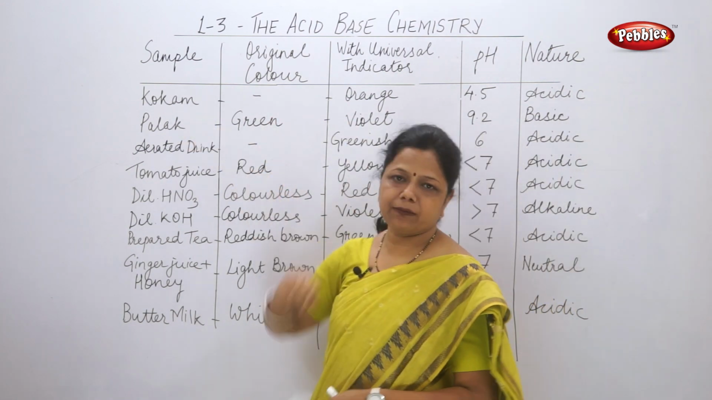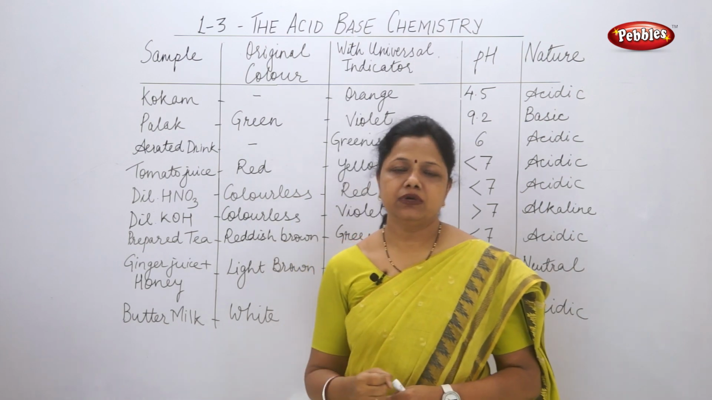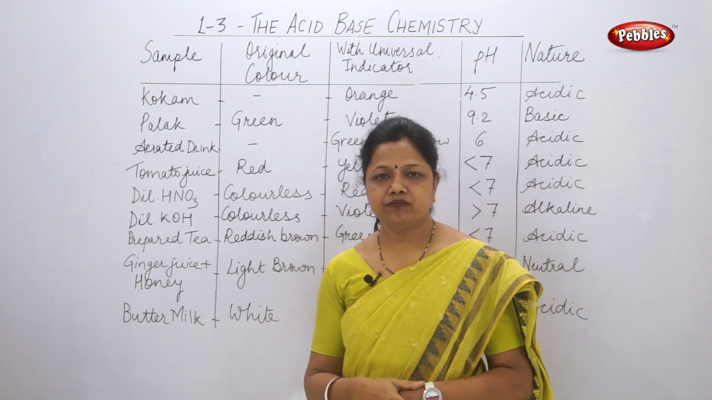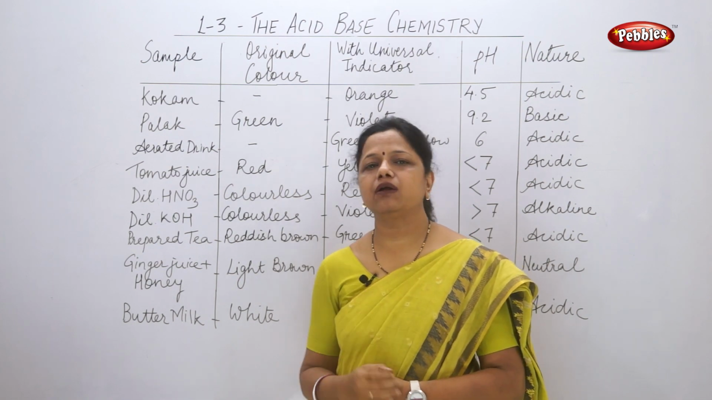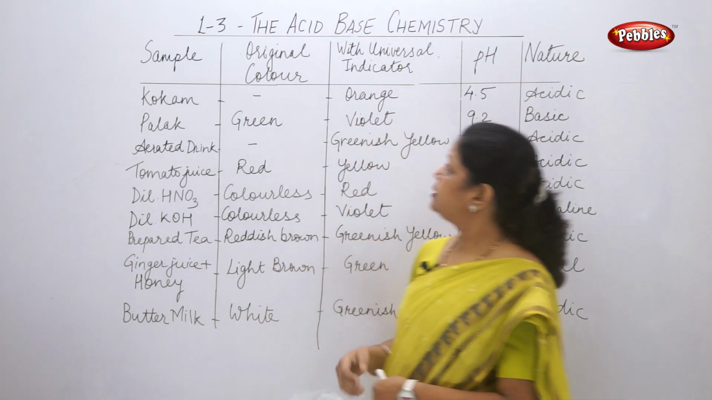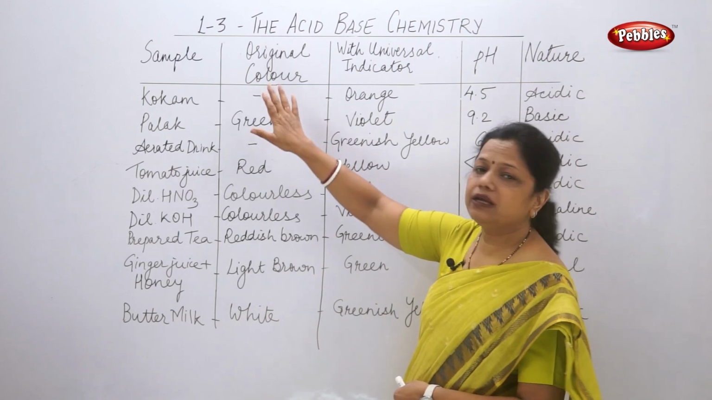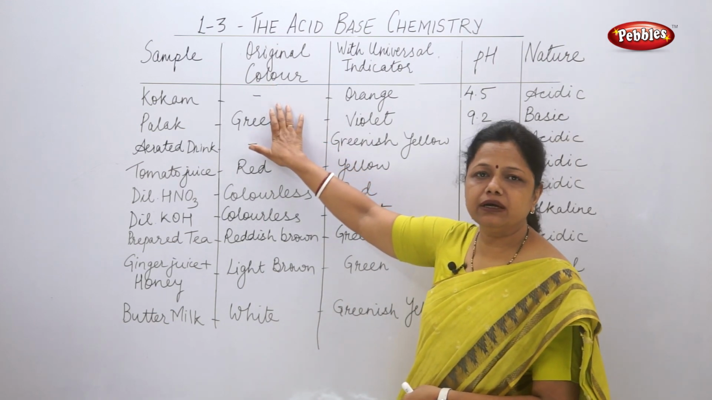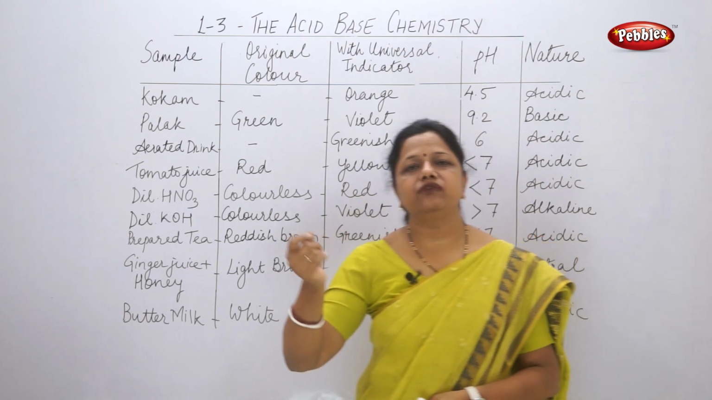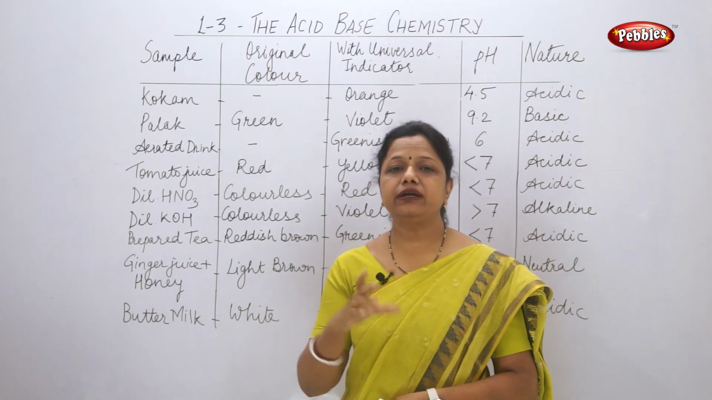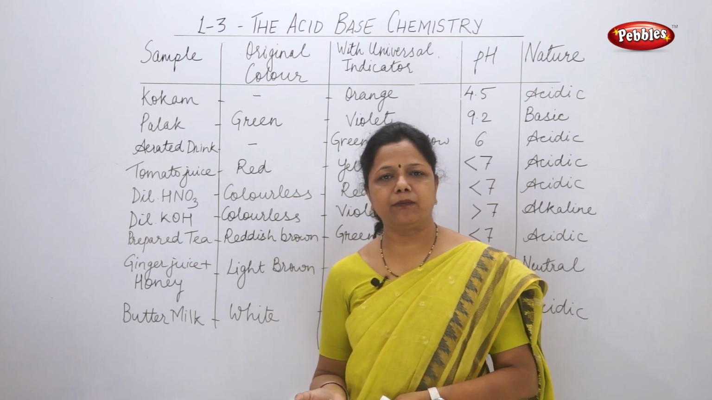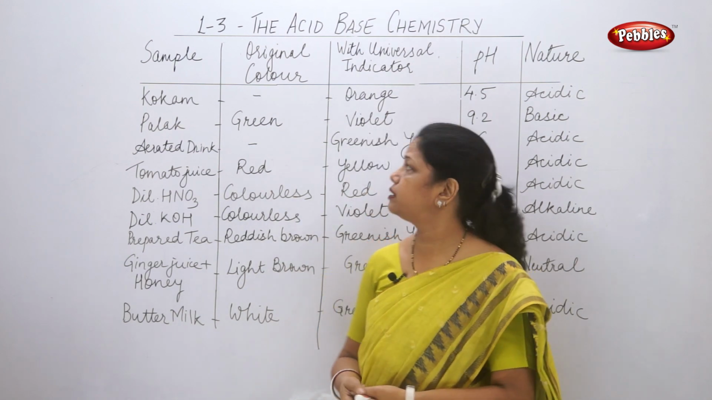First is the kokum sample. If I take kokum and put it in water for some time, the purple color comes in it. The original color is purple. It's not written here because sometimes, if you have taken only one kokum, it will be pinkish in color. If you take more than 2 or 3 kokums, it will become darker in color.